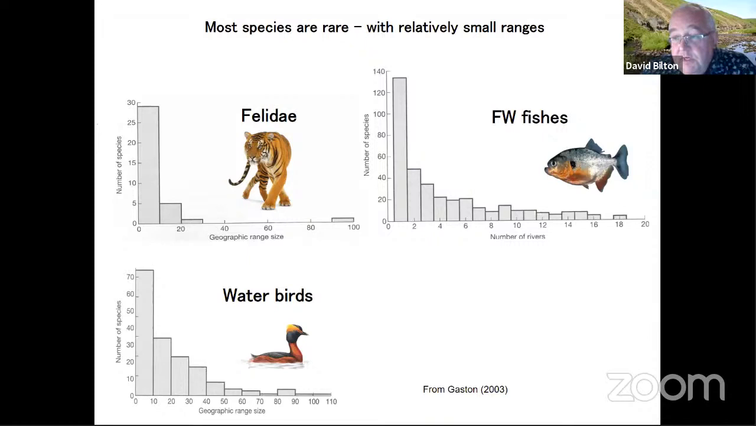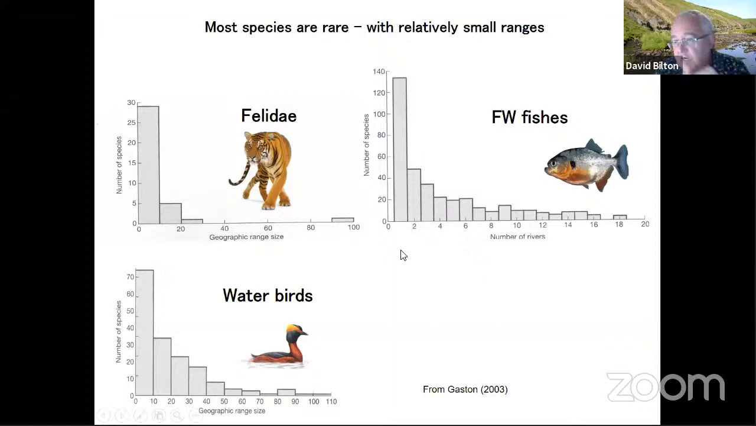These are three bar graphs taken from Kevin Gaston's summary in 2003, which was looking at rarity and patterns in species distribution. We've got cats, freshwater fishes, water birds, slightly different ways of estimating geographical range size here, but we've got the same pattern in every case. Large numbers of species having relatively small geographical range sizes, and then this tail off to relatively few species which are more widespread. And you can see that this is numbers of rivers. This is some measure of range size in terms of the number of major grid cells on a map which are occupied. But you can see that the pattern's the same.